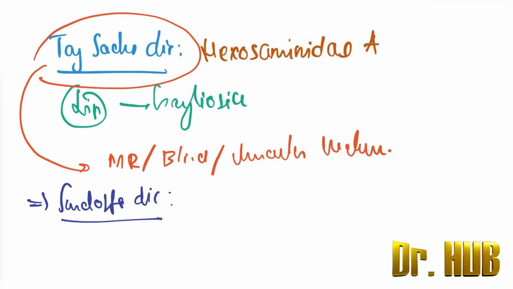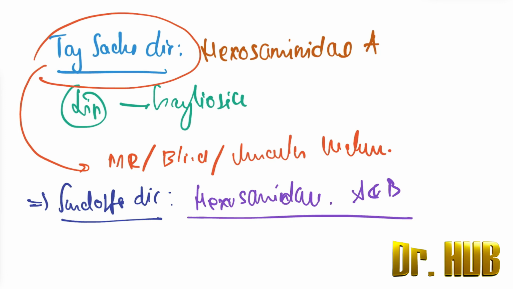So in terms of Sandhoff's disease, there is the enzyme defect of hexosaminidase A and B. So what is the lipid accumulating? The lipid accumulating is nothing but the globoside as well as the ganglioside.